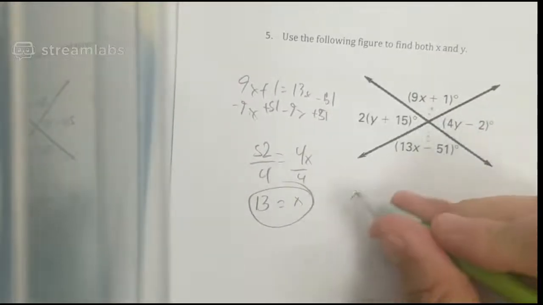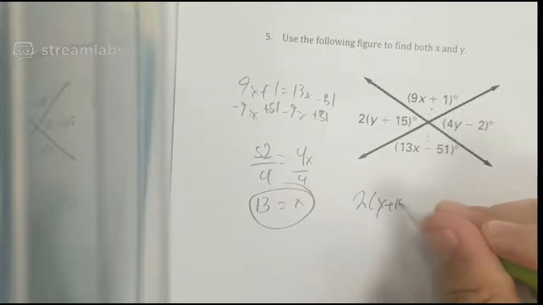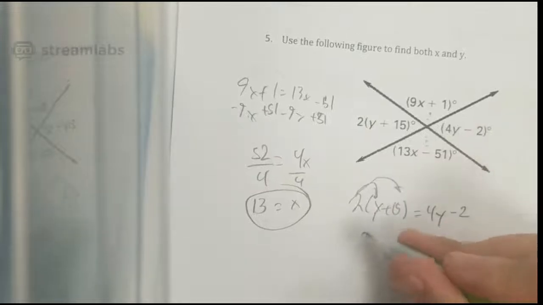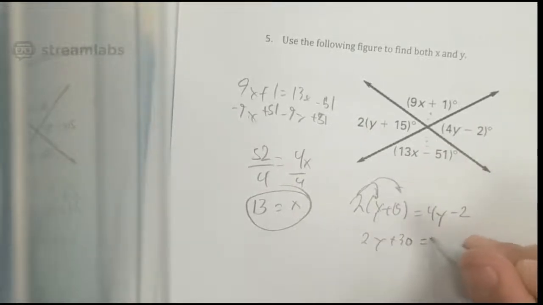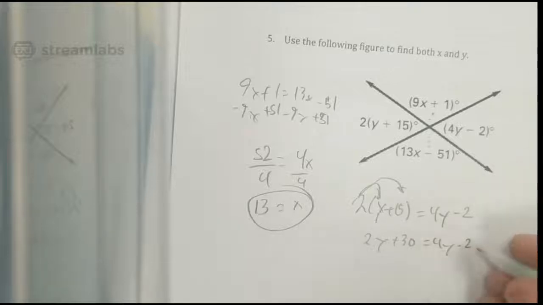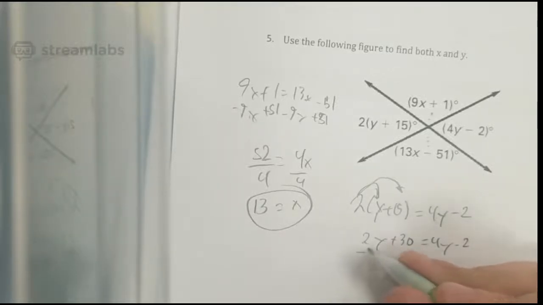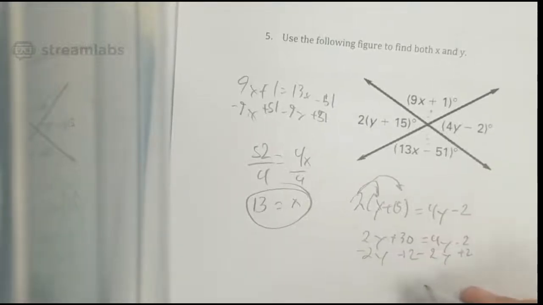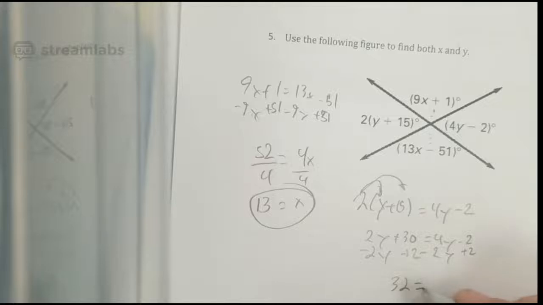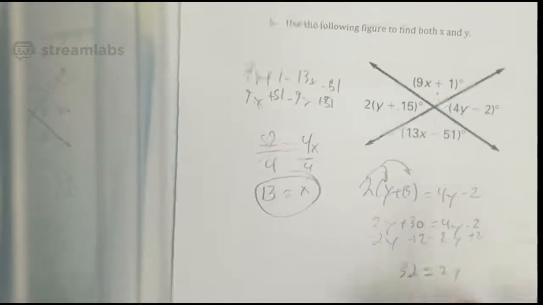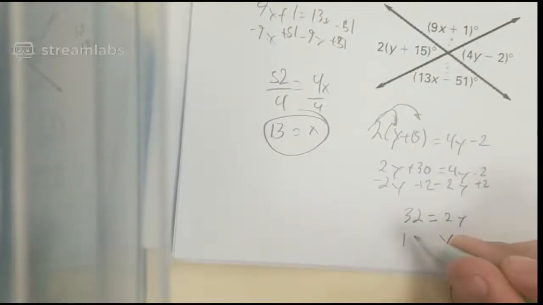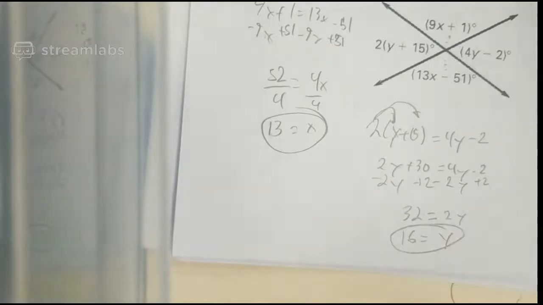We'll see the next one. Y, these are also vertical angles. So 2 times y plus 15 equals 4y minus 2. Distribute the 2 to everything. 2y plus 30 equals 4y minus 2. This is still the smallest y. So minus 2y, minus 2y, plus 2, plus 2. 32 equals 2y, and then divided by 2 on both sides. Y should equal 16. Okay? Let's continue.